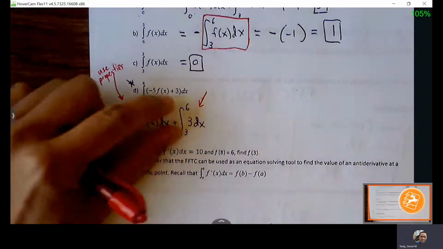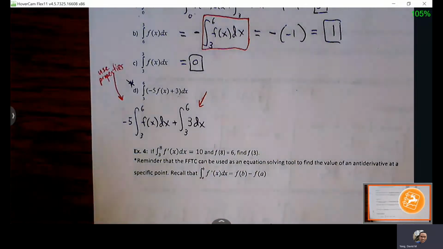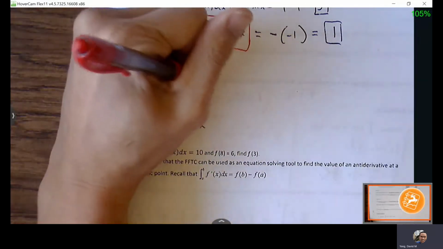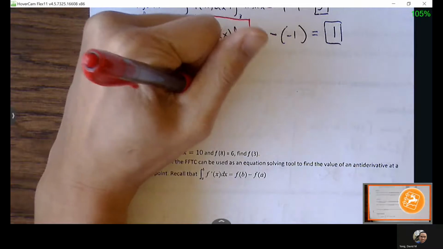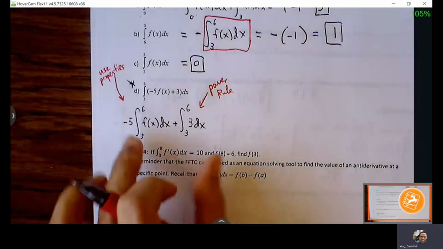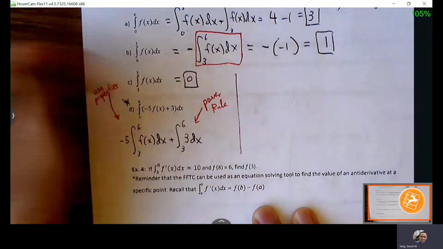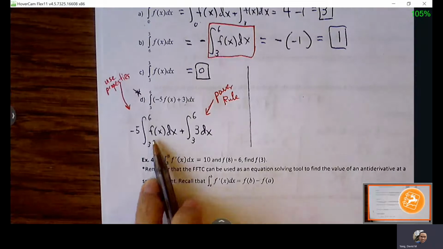Well, imagine the bounds aren't here. If I just asked you for integral of 3 dx, what would you use? Power rule, yeah, so we can use power rule for this. So 2 separate parts, 2 separate processes. Okay, we really need to treat this like individual problems. So this first one, we can use properties, right?